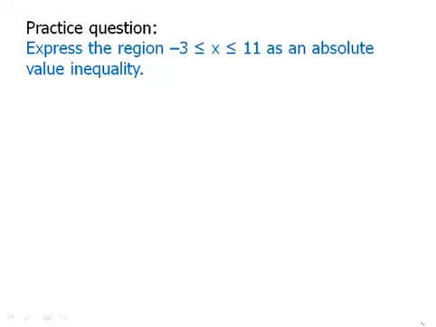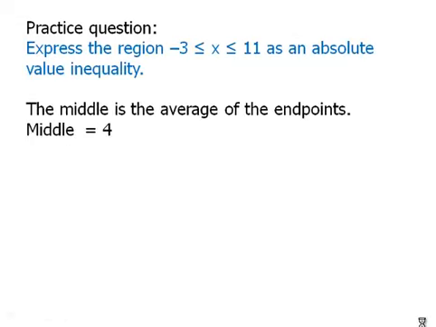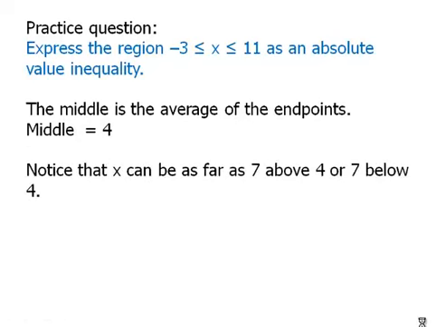Here's another practice question. Pause the video, and then we'll talk about this. Okay, once again, the first thing we have to do is find the middle of that region. We find the middle of the region by averaging. So negative 3 plus positive 11 is positive 8, divided by 2 is 4. That's the middle point. So if the midpoint is 4, how far do we go in either direction?